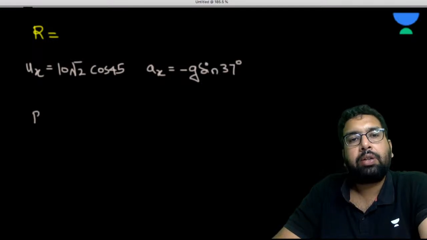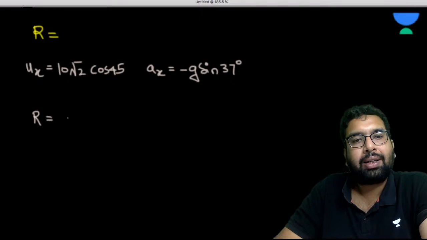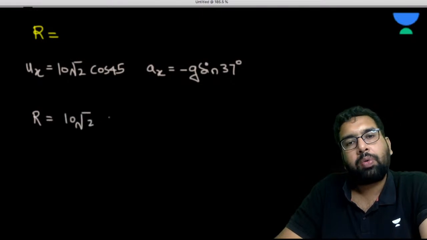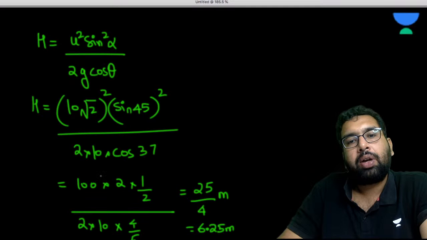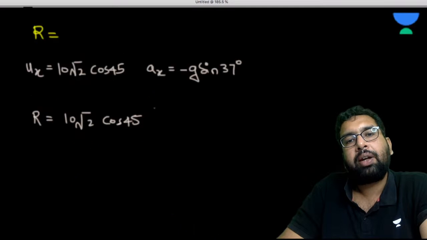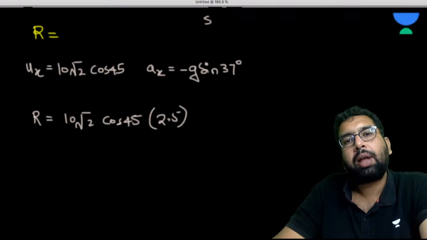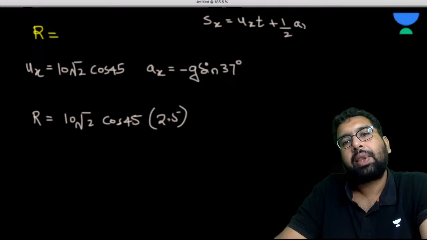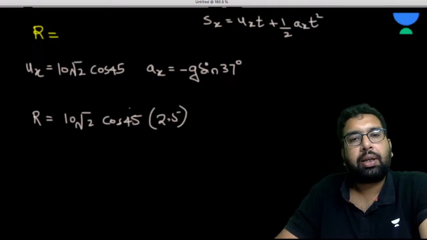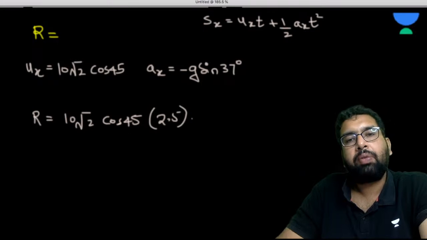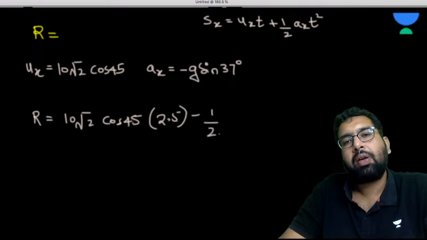Now what is going to be the range? So range is going to be ux, that is 10 root 2 cos 45. Time we have already calculated, 2.5. So let's right away put 2.5 now. What I'm doing is applying this equation: Sx is equal to ux t plus half ax t square. So 10 root 2 cos 45, time is 2.5, plus minus half ax, where g is 10, and sine 37 is 3 by 5.